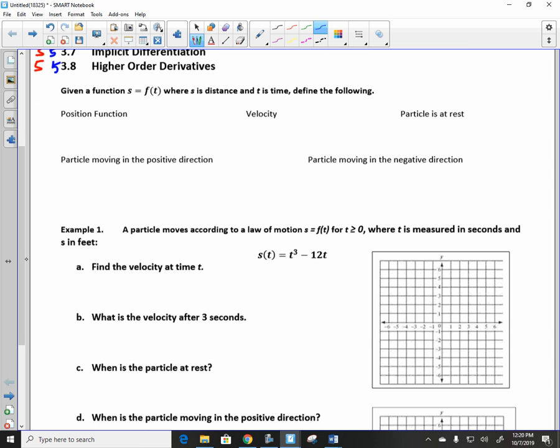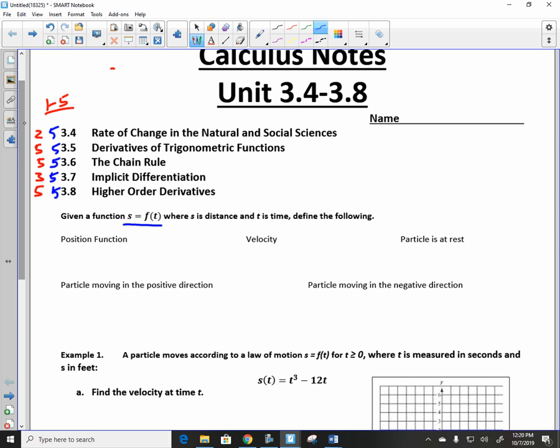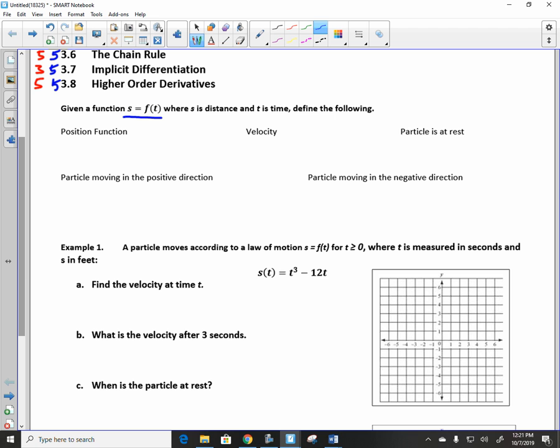Given the function s equals f of t is the distance at time t, define the following. Today what we're going to do is take derivatives and attach them to rate of change of position and velocity and things of that nature. We're going to cross over a little bit into the physics realm and hopefully make some sense of this stuff. We say that s equals f of t is what we call the position function.